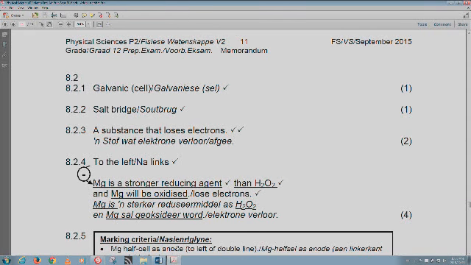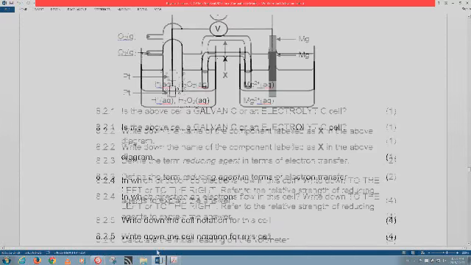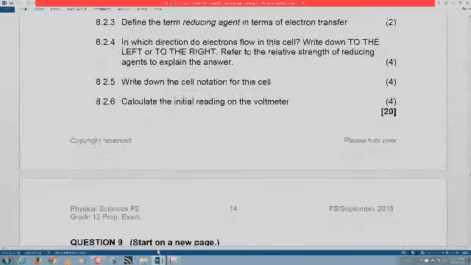Substance that loses electrons. The learner, because the question says in terms of electron transfer, it is important to say loses electrons. And then 8.2.4: In which direction do electrons flow in this cell? Write down to the left or to the right. And then refer to the relative strengths of reducing agents to explain the answer.